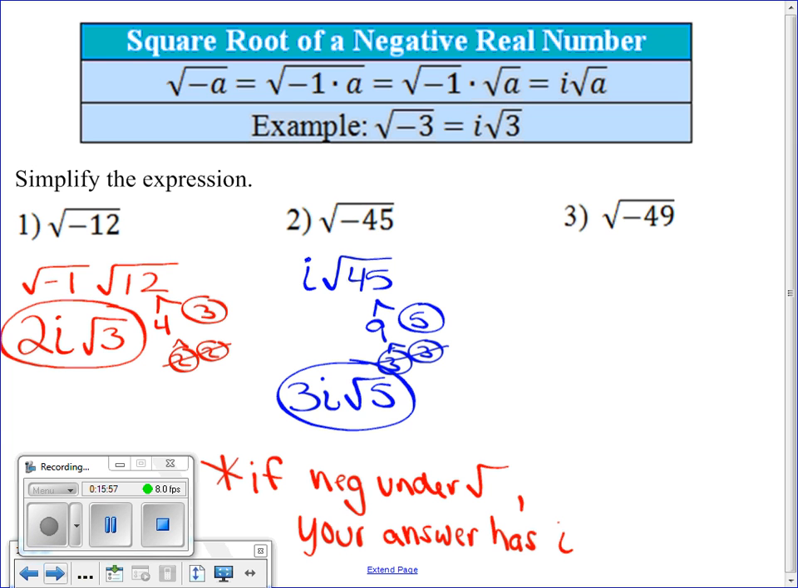So what about number 3? What's that answer? 7i. Yeah, because this negative is going to give me the i, and the square root of 49 is just 7. So it's 7i.